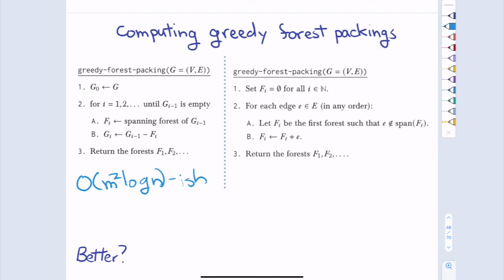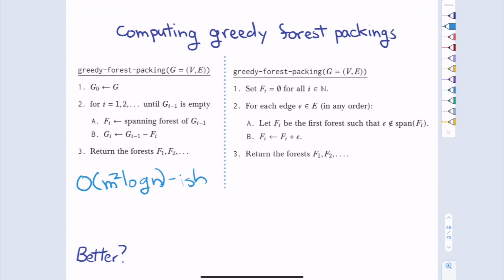Imagine going through the edges one by one, starting with just a bunch of empty forests. You want to make sure that F1 is a spanning forest, and F2 spans all the remaining edges, and F3 spans all the remaining edges, and so on. So if you take a particular edge, find the first forest it fits into, which for the first edge will be F1. Find the first forest that doesn't span it, and add it. Go to the second edge, find the first forest that doesn't span it, and add it. Third edge, keep finding the first forest that doesn't already connect the endpoints of the edge, and just add it there.